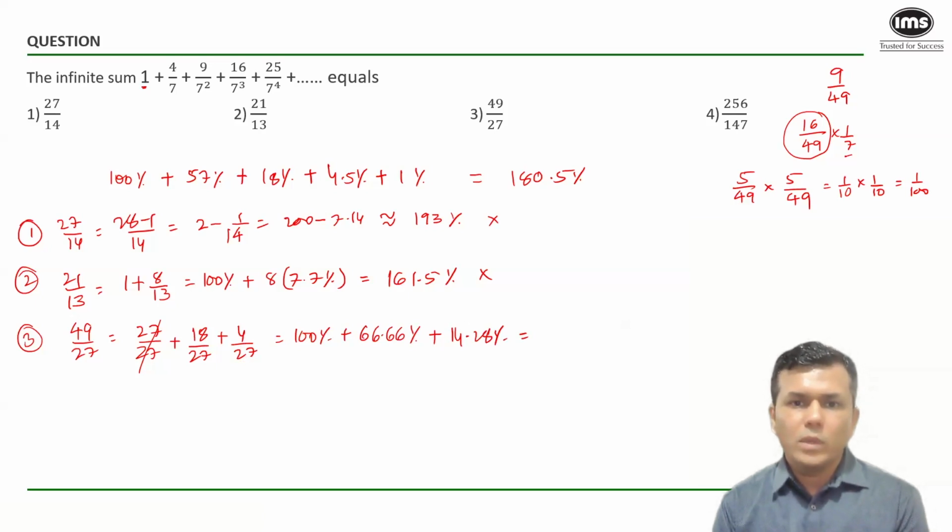100 plus 66, 166, and another 14, that is 180 and maybe another percentage. So that's 181%. This is the closest to what we have over here, and that is why option 3 is the correct option.